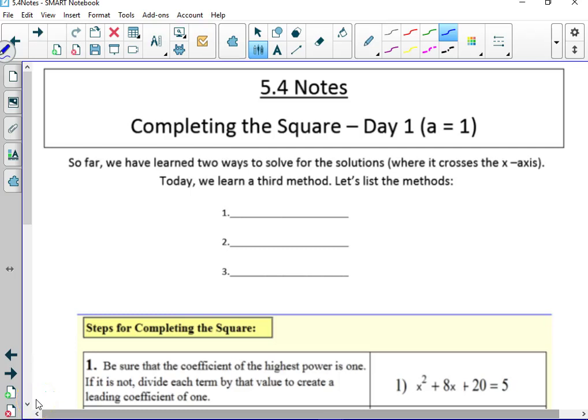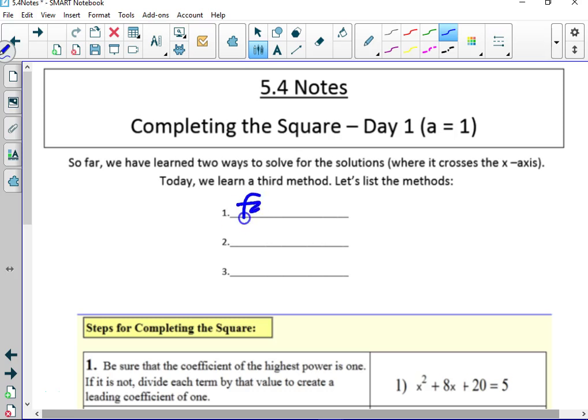Okay, so we have two sections to complete yet. They're all the same topic. Normally they're split up over 2 days, but we're doing it all today. So, completing the square. So far we've learned 2 ways to solve the solutions. Today we're going to learn a third.